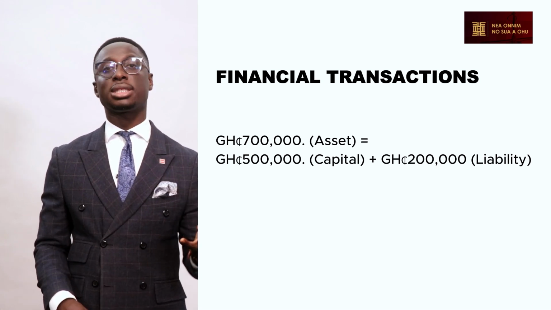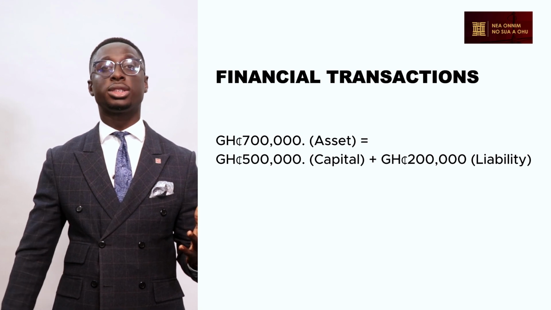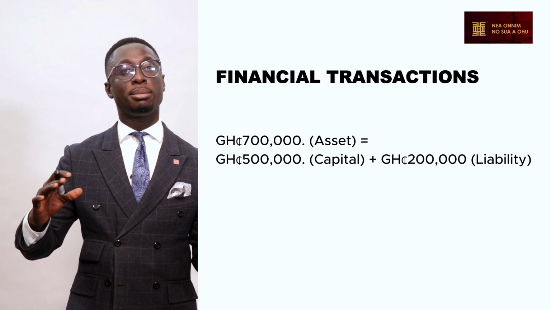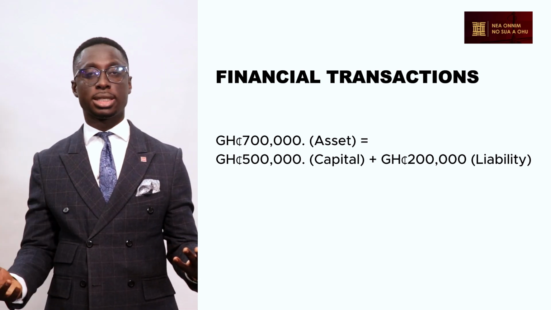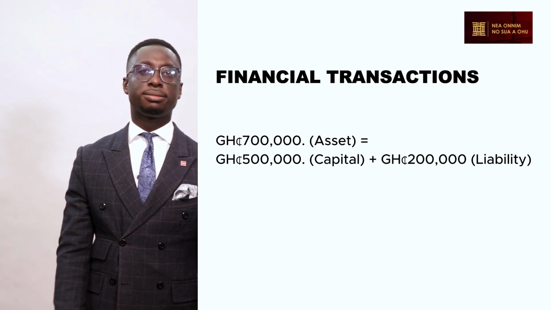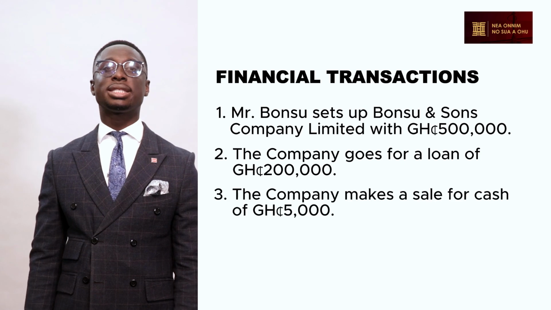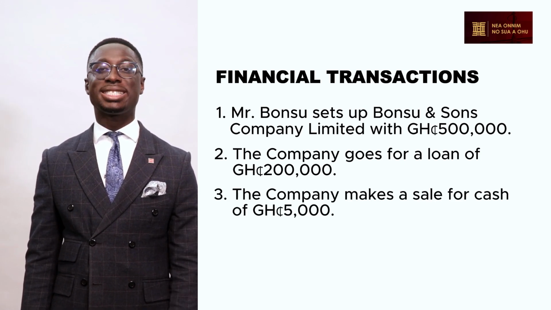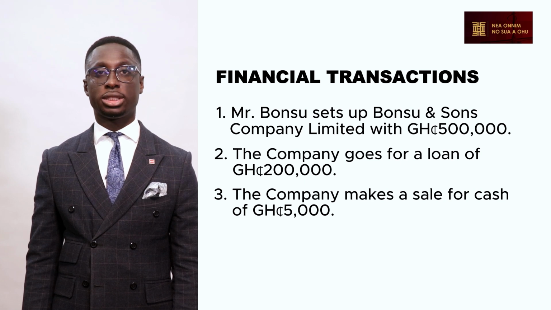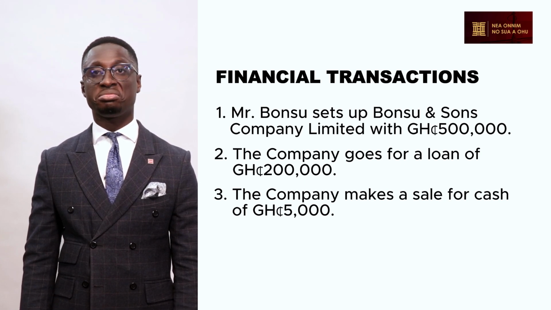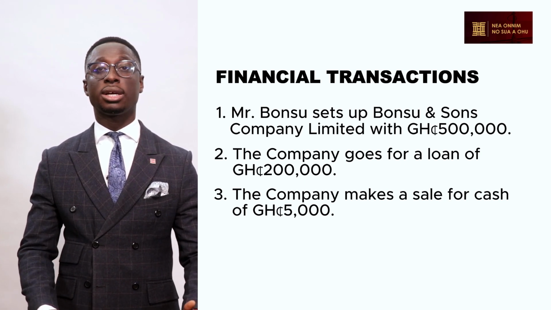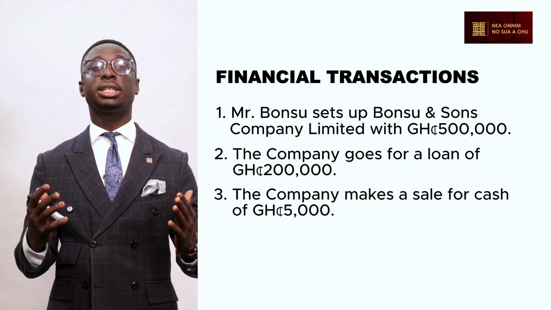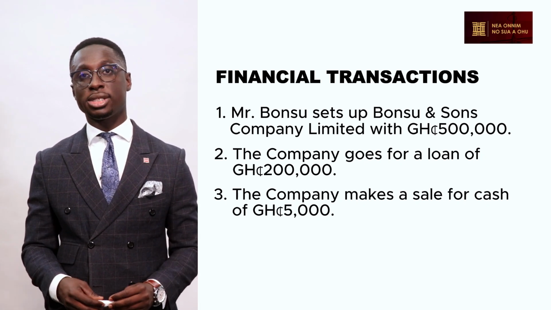So the debits must always be equal to what? The credits. The left side of the accounting equation must always be equal to the right side. Now think of this. The business makes a sale. So it sells goods worth, let's say, 5,000 Ghana cedis. What happens here?